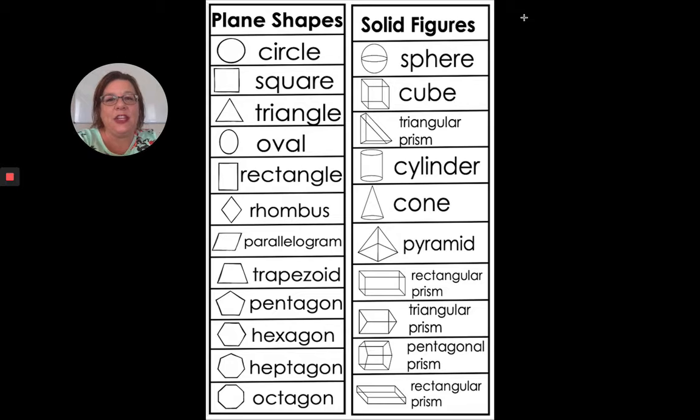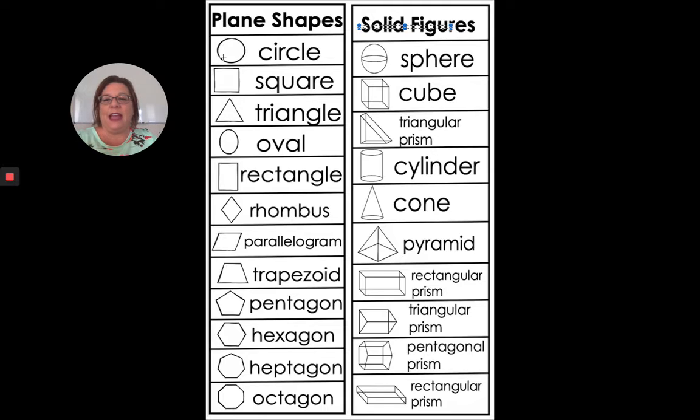We are going to review our shapes. Today we have plane shapes and we have solid shapes. Our plane shapes are 2D shapes. They are flat and not fat. The other shapes we have are solid shapes, solid figures, and they are fat and not flat. They are 3D shapes. So go ahead and pull your card out and you can read this card with me.